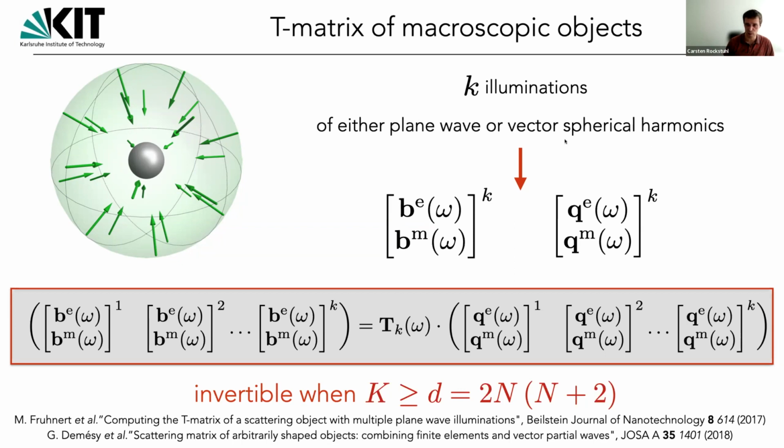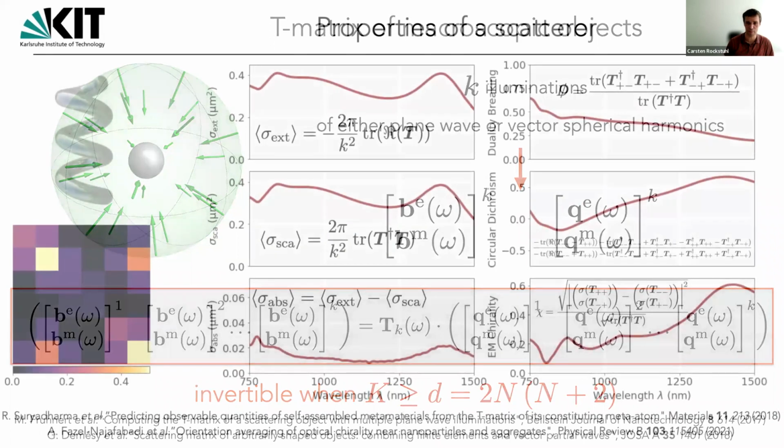Of course, you can also use vector spherical harmonics for the illumination, and that would allow you to probe a single column of this T matrix within a single full wave simulation. But this is a technical detail, and I would not like to go into details. I would just like to convince you that you can calculate this T matrix for any object of interest, and that it is then the most comprehensive representation of its optical properties.